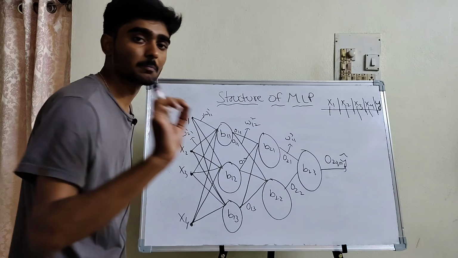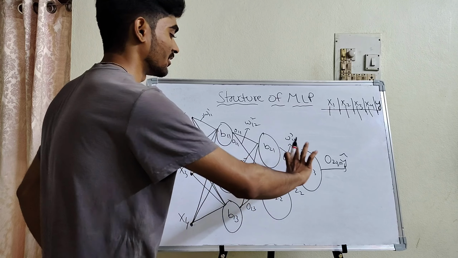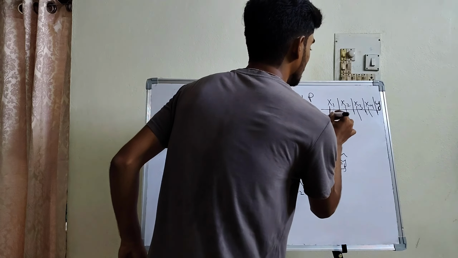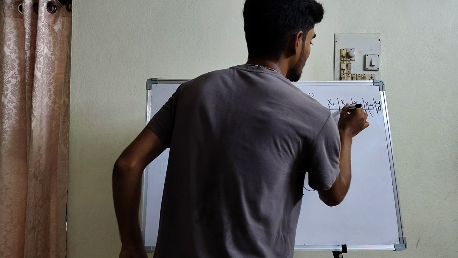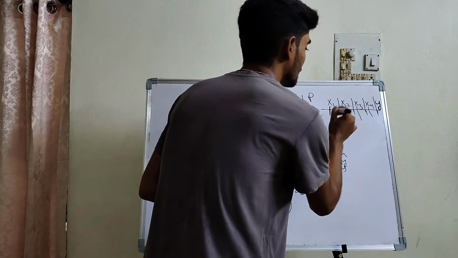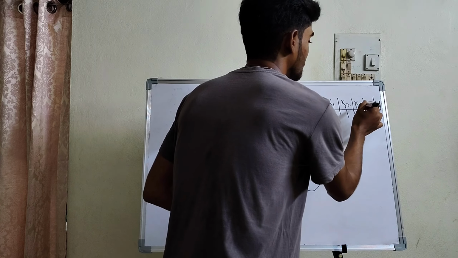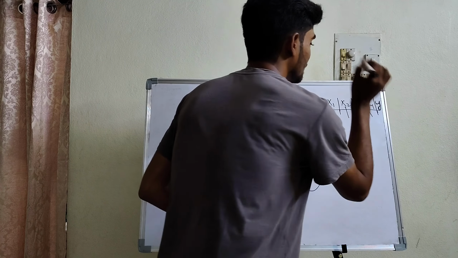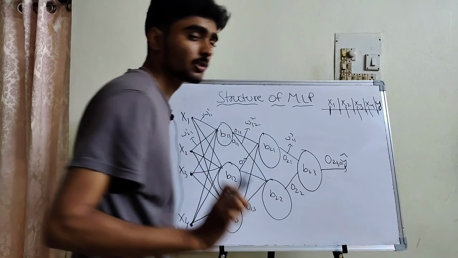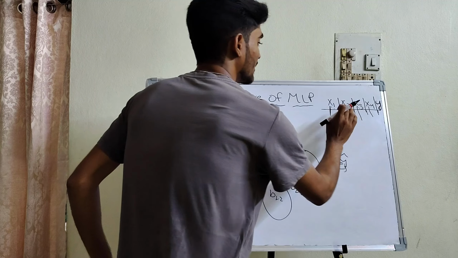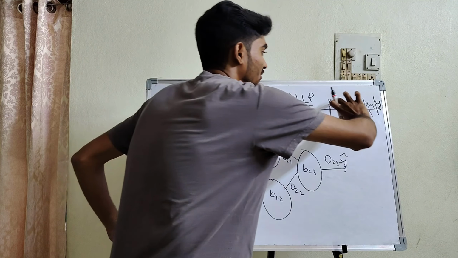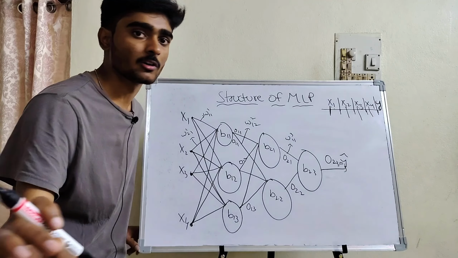Let's take a simple problem statement for describing the structure of a multi-layer perceptron. x1, x2, x3, x4 are your input features. x1 is one input feature, x2 is one input feature, x3 is one input feature, x4 is one input feature, and for these features, y is your true output. We have four input features and one corresponding output column.